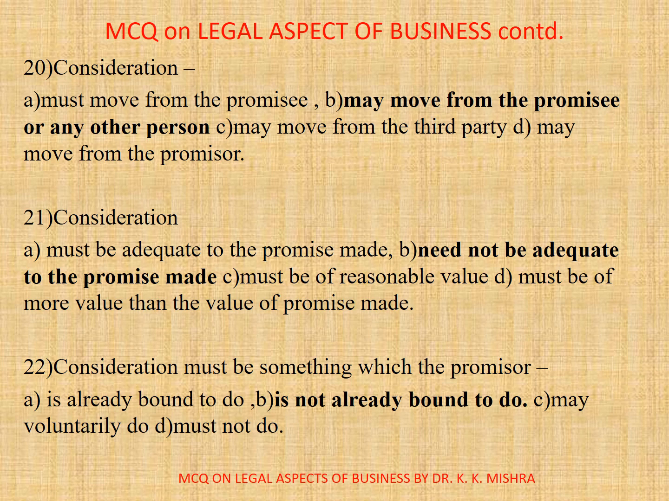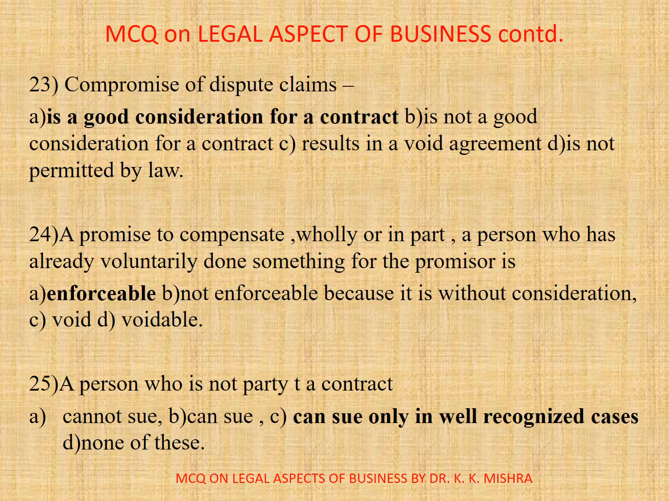Question number 22. Consideration must be something which the promisor, options are A, is already bound to do. B, is not already bound to do. C, may voluntarily do. D, must not do. Correct option is B, is not already bound to do. Now move to next slide.